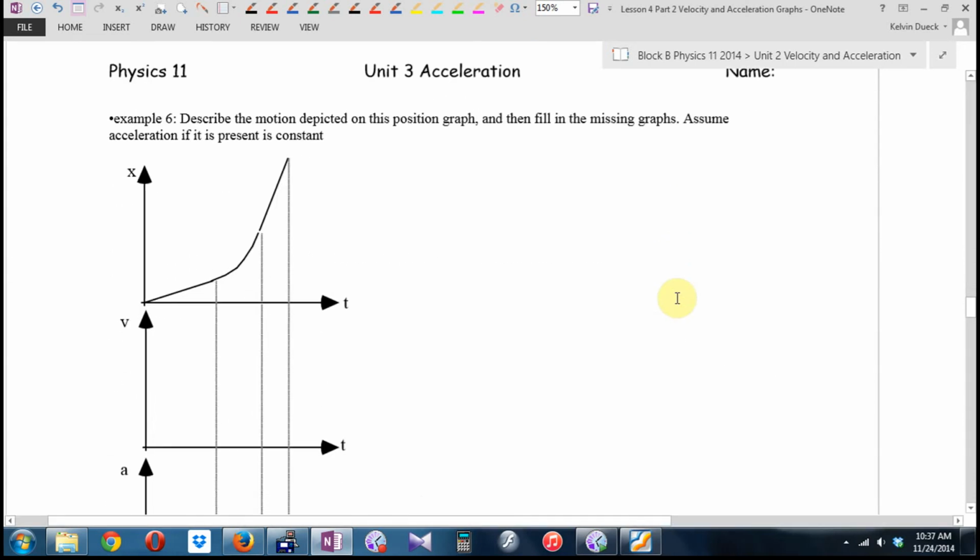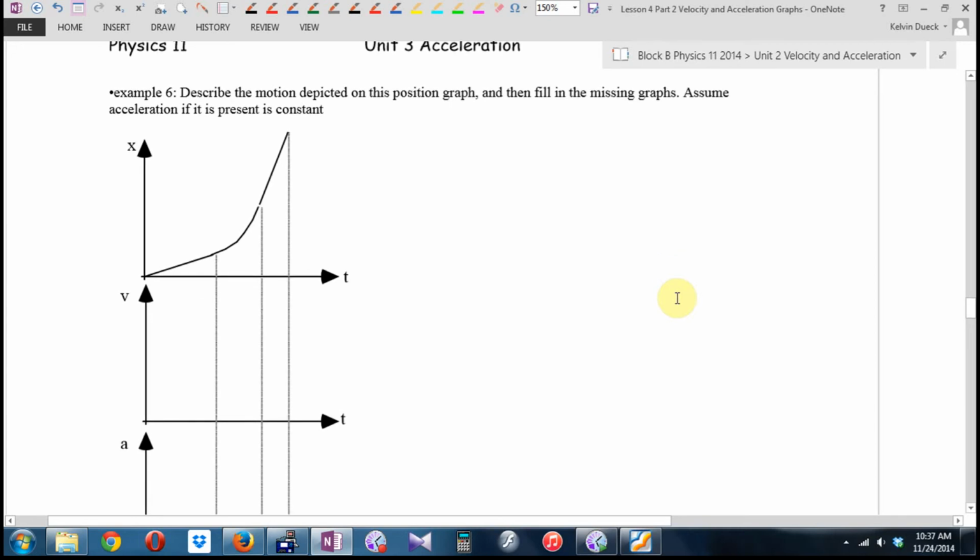All right, example 6. Turn the page. I haven't given you numbers. By the way, what variable am I using in the first graph instead of d for distance? Look at the first graph. What variable did I put on the y-axis? X for position, left, right. We said that was acceptable as well, just trying to get used to all the ones that are out there. So describe the motion in this position graph and then fill in the missing graphs. And assume if there is an acceleration that it's constant. Okay.